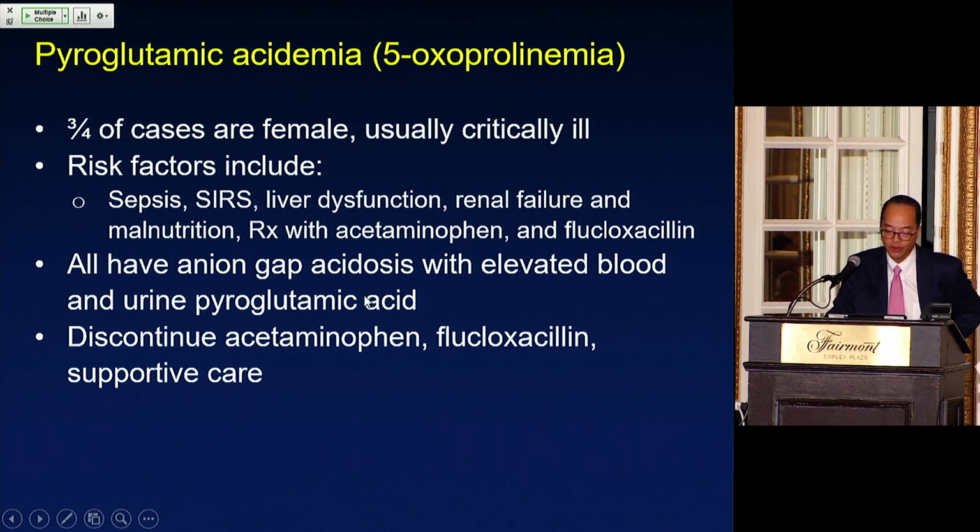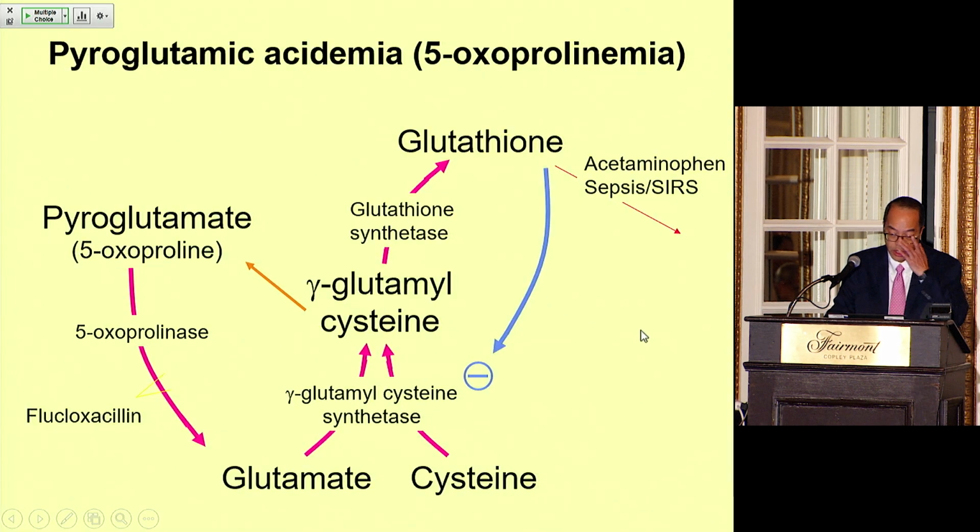And these patients present with anion gap acidosis that's due to an elevation in pyroglutamic acid that you can detect either in a blood or a urine. And this shows how this occurs. So this is the metabolism that generates glutathione, which is our intracellular reducing agent. And it's generated from the amino acids glutamate and cysteine by gamma-glutamyl cysteine synthetase. This is the intermediate that then generates glutathione. And then what happens is the glutathione feeds back and inhibits this enzyme to shut it off. And that's how you get normal amounts of glutathione.